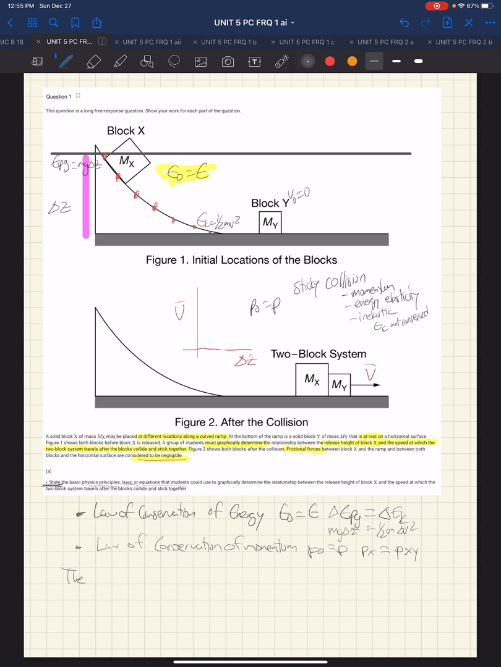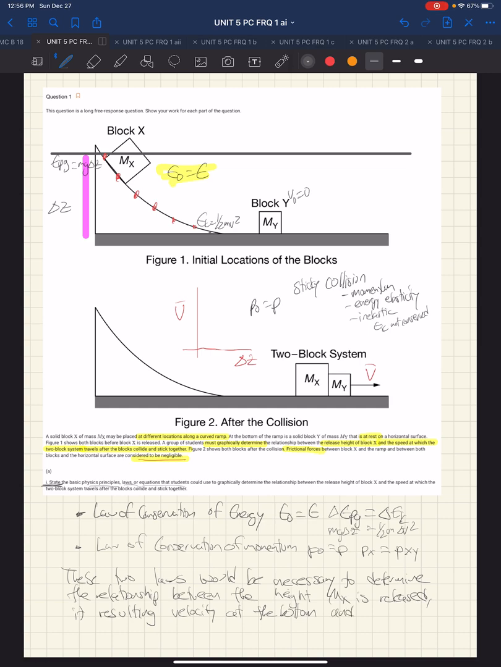You know, we could go on and say that these two laws would be necessary to determine the relationship between the height MX is released, its resulting velocity at the bottom, and the resulting velocity after the collision.